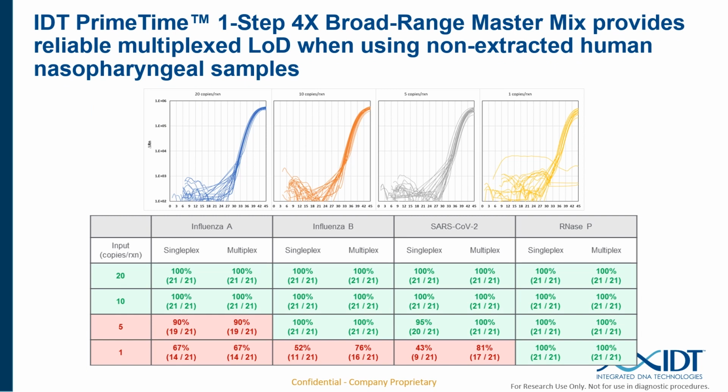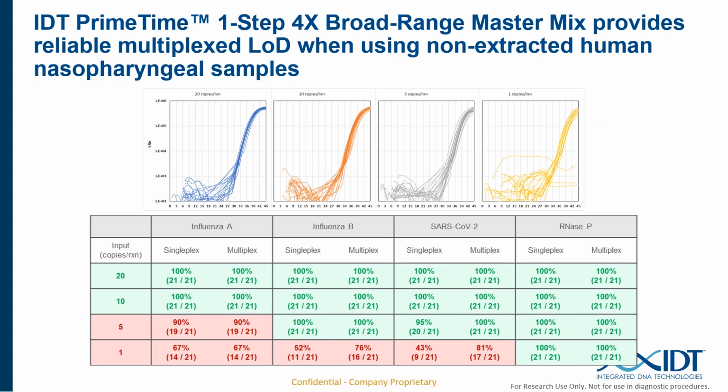A similar assessment of the limit of detection was performed for direct amplification in NP matrix. RT-qPCR assays containing singleplex or multiplexed primers and probes specific for influenza A, influenza B, SARS-CoV-2, and RNase P genes were used to amplify 20, 10, 5, or 1 copies per reaction of AccuPlex SARS-CoV-2, Flu-A, Flu-B, and RSV verification panel material diluted into negative human nasopharyngeal matrix. A full analysis of the results is displayed on the bottom with representative amplification plots, multiplexed SARS-CoV-2 primers and probes displayed on the top.